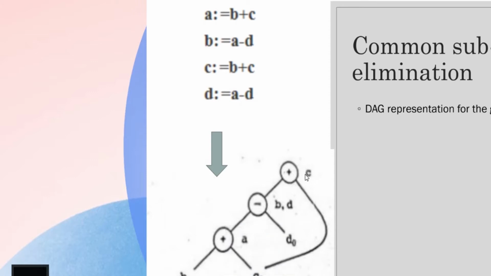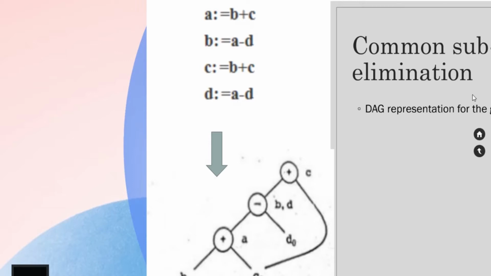And finally, A minus D equal to D. We have already constructed the A minus D sub-expression. Where is A minus D constructed? It is constructed in B. So both B and D hold the same value. Since this common sub-expression is executed once again, the result of A minus D is overridden by D. Now which variable will contain the result of A minus D? D will contain the result of A minus D. So this is called common sub-expression elimination.